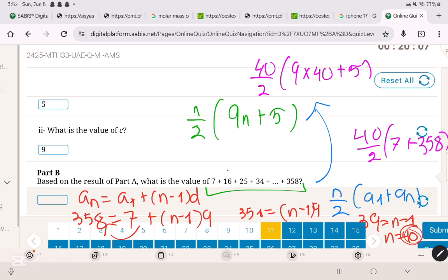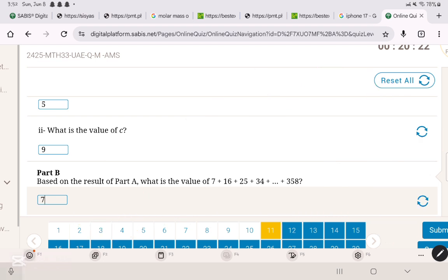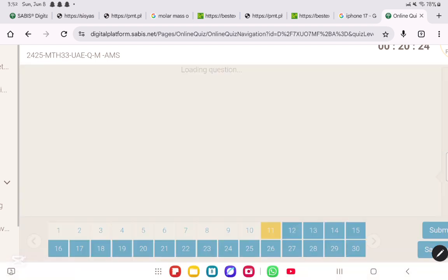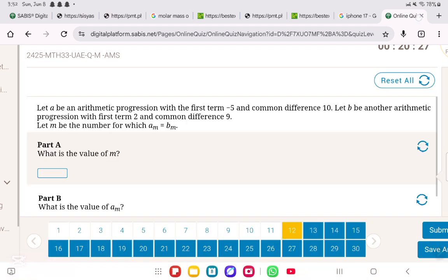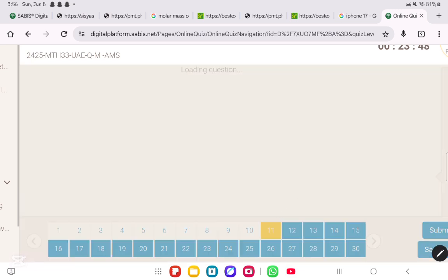9 times 40 plus 5. Here you're supposed to get 7,300. And in the other way, if you do 40 over 2 times (7 plus 358), you will also get 7,300. So as you can see, both ways gave us the same answer, which is 7,300. Okay, so we finished question number 11.